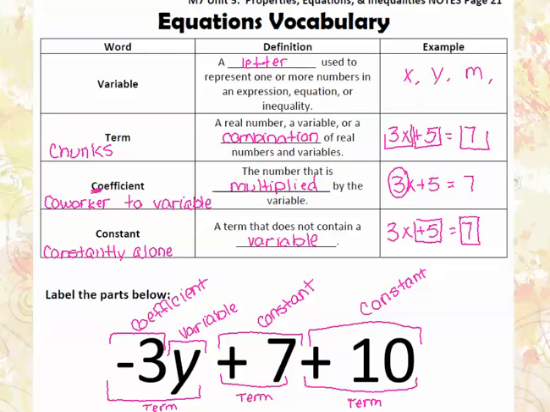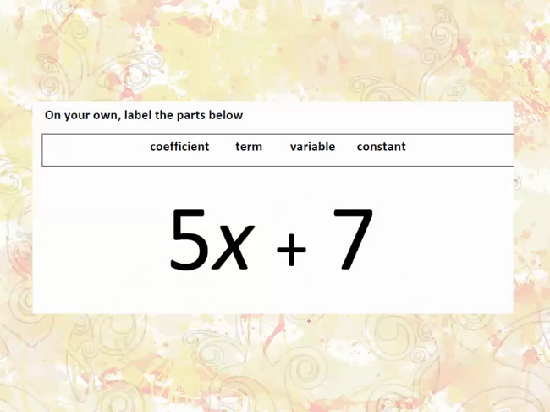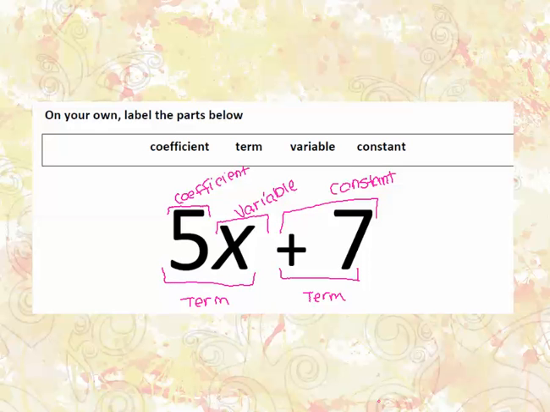So your job is to try the one down below. Label all the pieces of the problem using the word bank above. Pause the video here and unpause the video when you're ready. Okay, there is your answer for how to label an expression or equation.